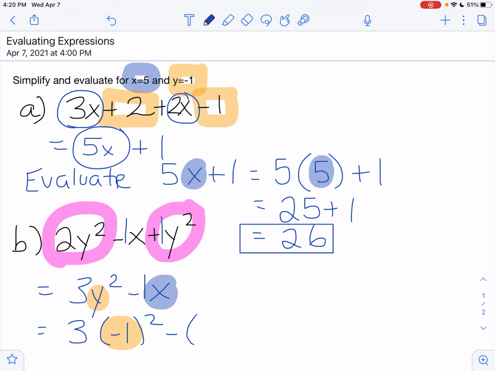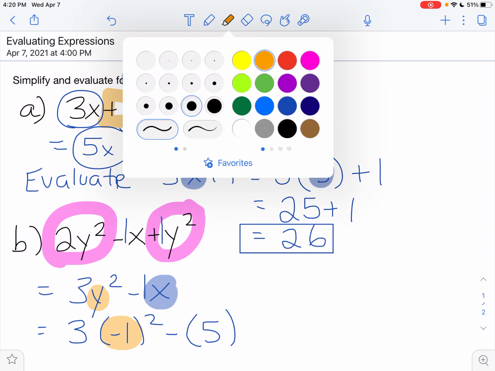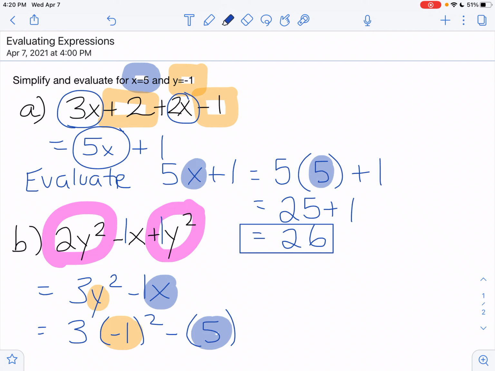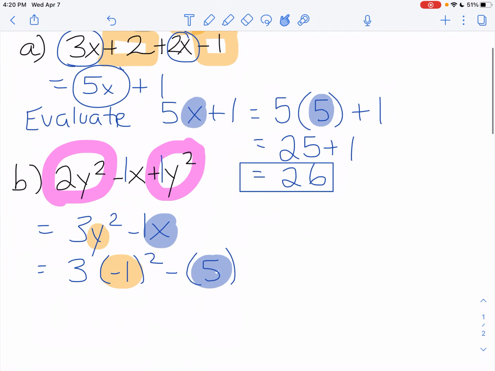So take away x was 5. Take away 5. So I took out the x and I put 5 in its place. Now I'm ready to follow BEDMAS. With BEDMAS, I always want to do the exponent first.